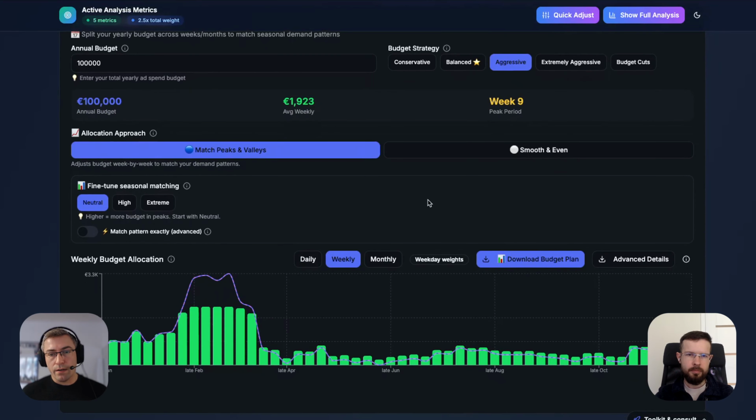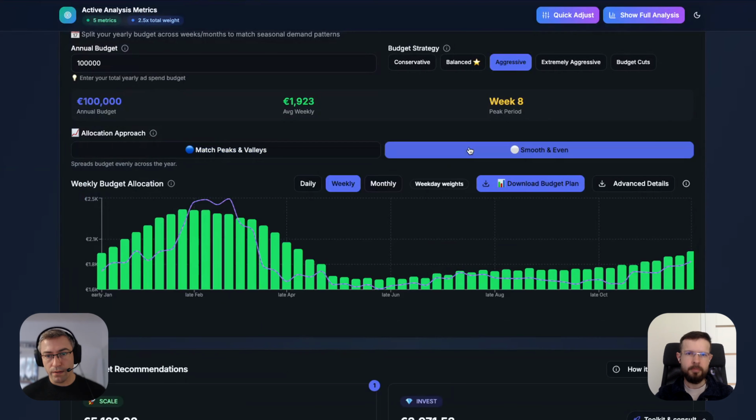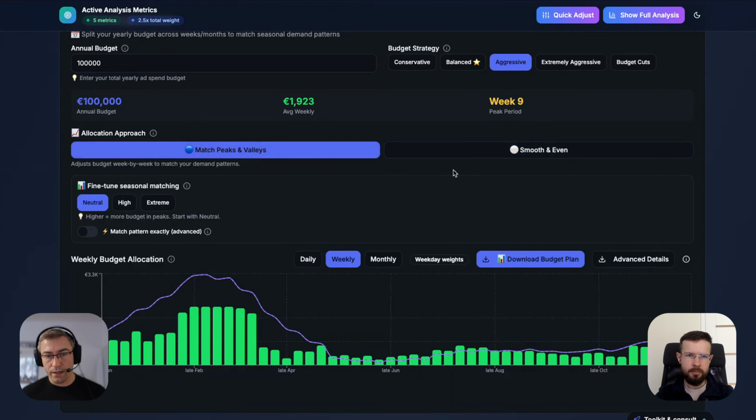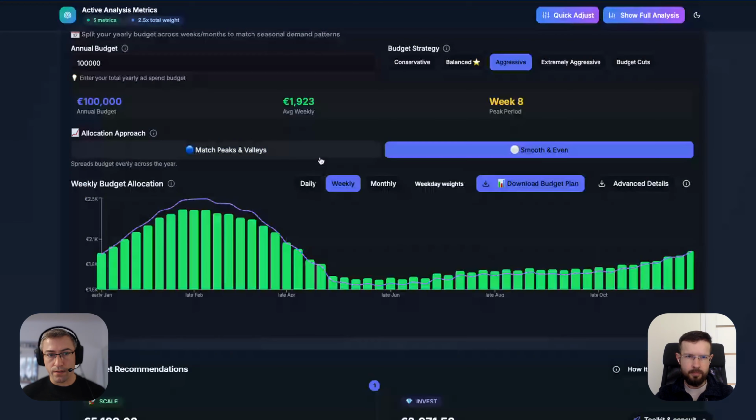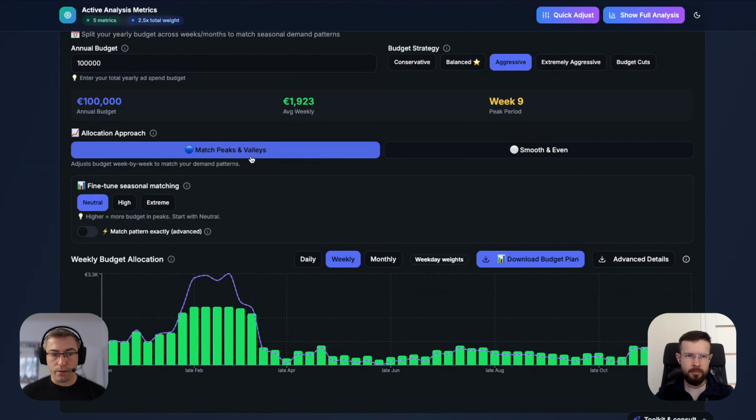So there are some methods to change the allocation strategy, going back to the tool. This one is match peaks and valleys. This one is smooth and even. You can see clearly that these are 2 different strategies. This one is more of a roller coaster. This one is more of smooth sailing. Would you say one or the other is better? Sorry, for different businesses. That's everything that has to be tested.